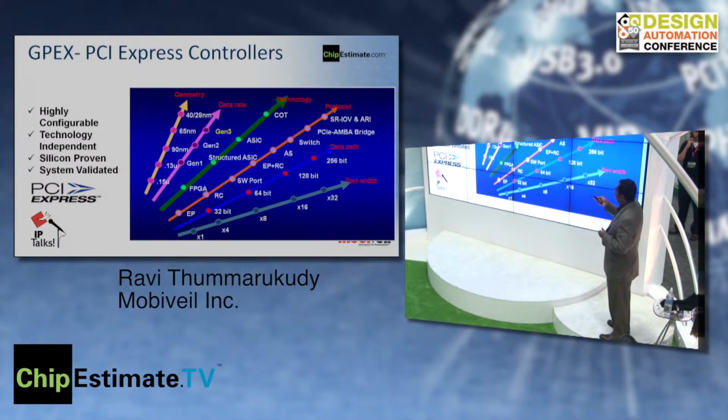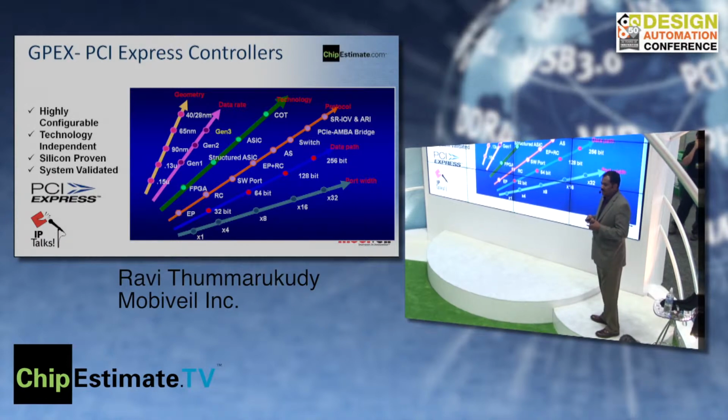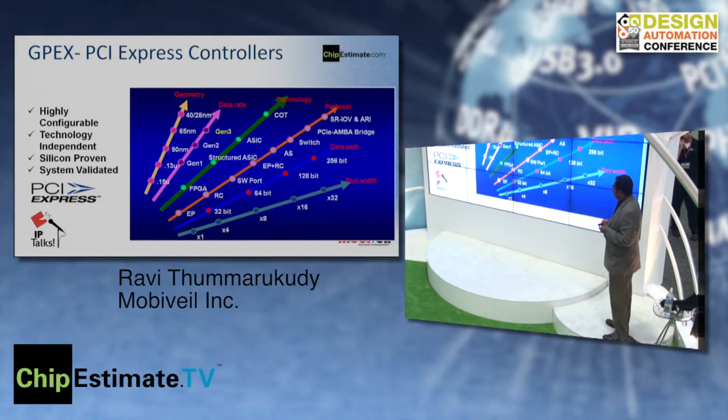There are 4 different generations. It could be on an FPGA, structured ASIC, or an ASIC application. Now coming to PCI Express itself, there are many flavors. There is endpoint, there is root complex, there is switch, there is hybrid, and so on. And if you combine with different bridges like AXI bridge or AHB bridge, that again adds more and more complexity to this system. The data path width could be a 32-bit data path, or it could be 256-bit.